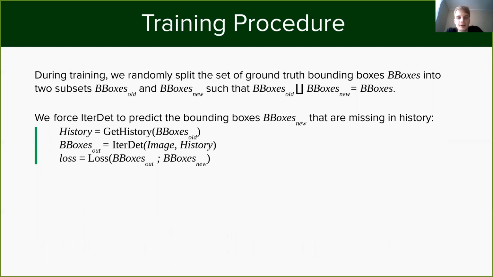During training, we randomly split the set of ground truth boxes into 2 subsets, old and new, such that their intersection is empty and their union is the whole set. We force IterDet to predict only new bounding boxes in the following way. The history depends only on old boxes, and the loss depends only on new boxes.